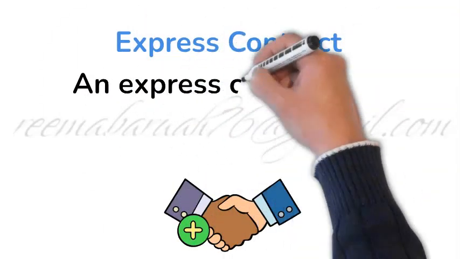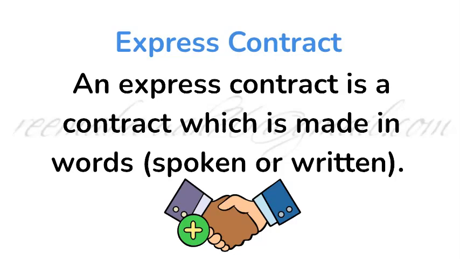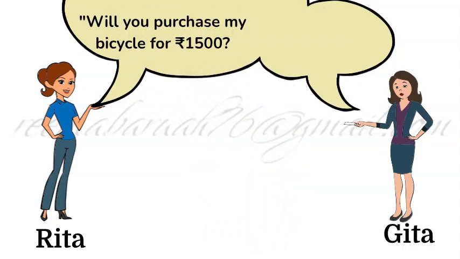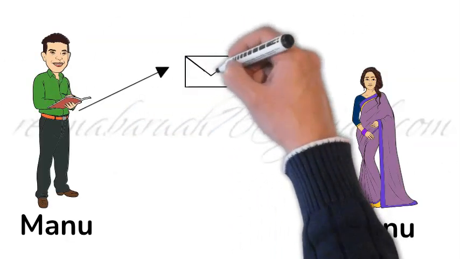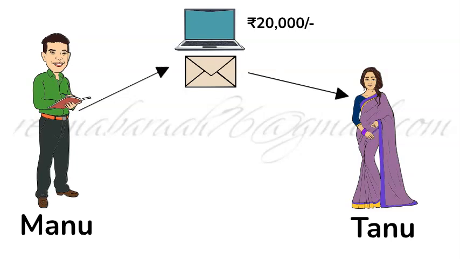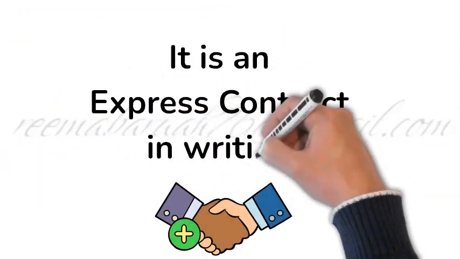Express contract. An express contract is a contract which is made in words, spoken or written. Example, Rita said to Geeta, "Will you purchase my bicycle for rupees 1500?" Geeta said, "Yes, I will." This is an express contract by the words of mouth. Let me give you another example. Manu wrote a letter to Tanu offering to sell his laptop for rupees 20,000. And in reply, Tanu wrote that she accepted the offer. It is an express contract in writing.